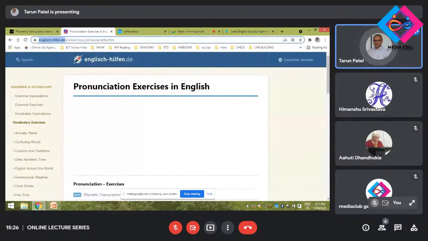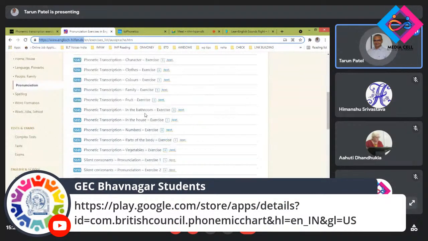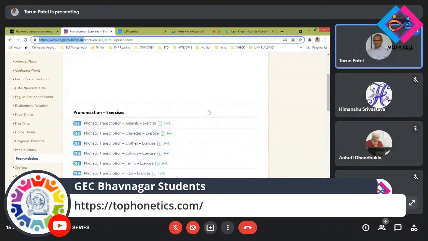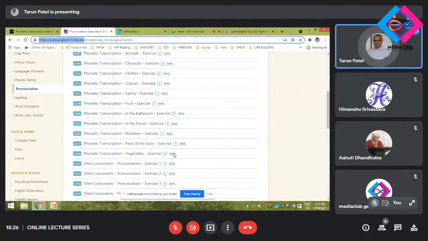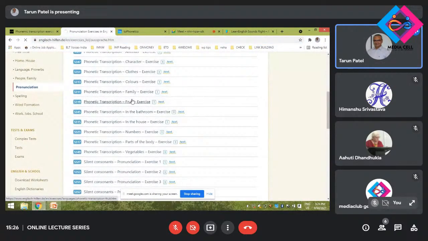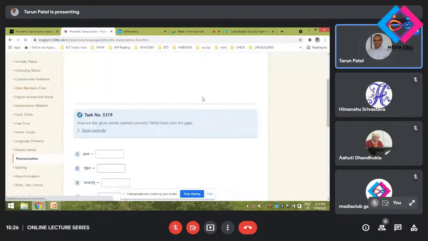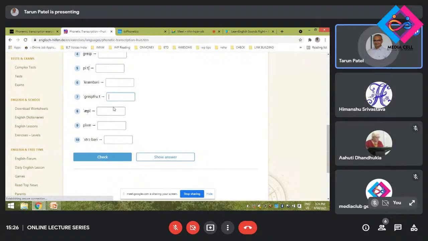Similarly, English-de is another website wherein you would be able to check the transcription for different words in various categories. Here we have animals, characters, clothes, colors, families, fruits, exercises, numbers, and so many. If we just click on fruit, for example, then you have to write. Now what is this? This is pear, cherry, we have grape, we have peach, we have grapefruit, we have an apple, we have plum, we have strawberry.